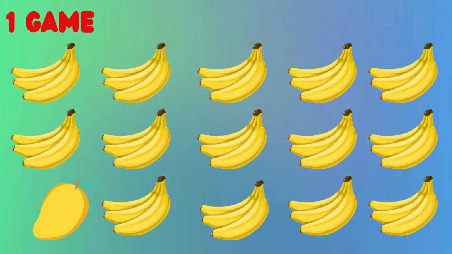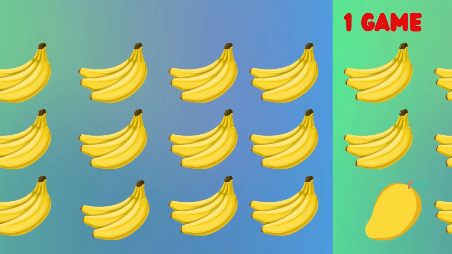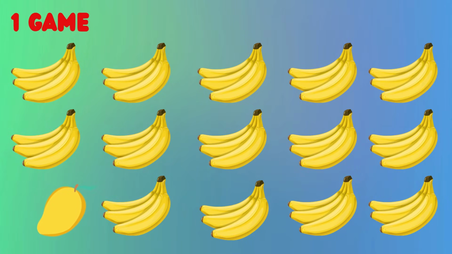These bananas look ripe and delicious, but one fruit seems out of place. Can you spot the different one? Good job! The odd one out is a mango hiding among the bananas.